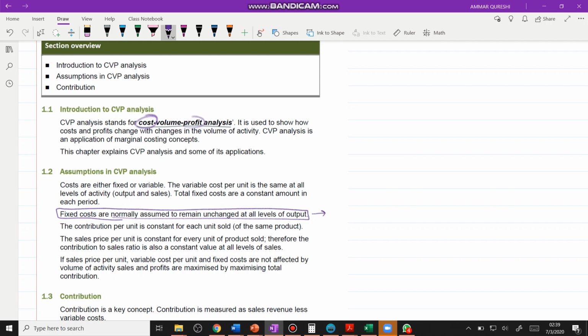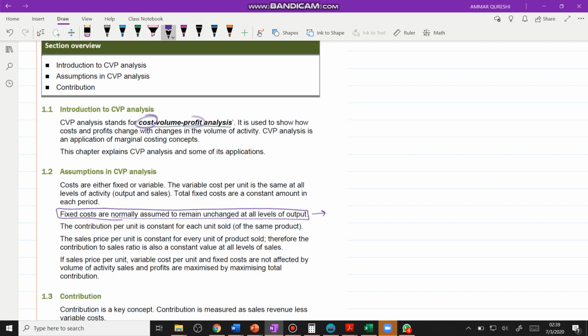That means we are not considering any step up effect. For example, if your machinery can manufacture 500,000 units of a particular product for the whole year, and you want to manufacture more than 500,000 units, you will need another machinery. If your supervisor can supervise a maximum of 100,000 units, and you are producing more output, then probably you need more supervisors to supervise that.